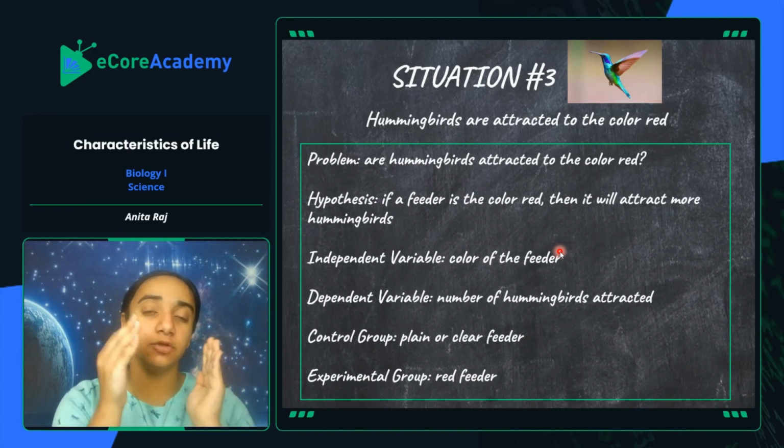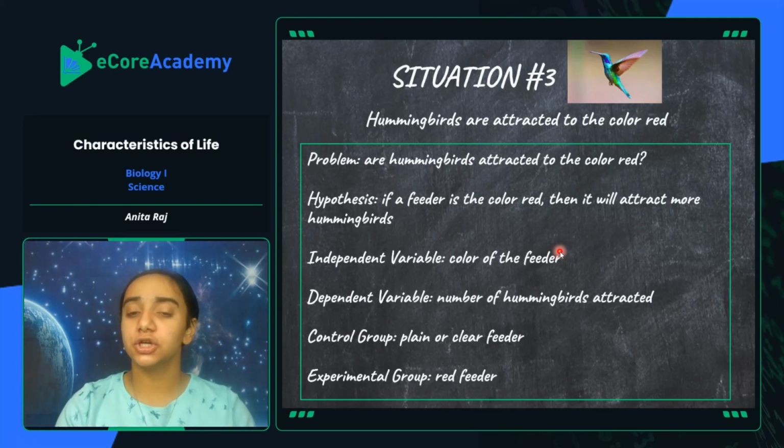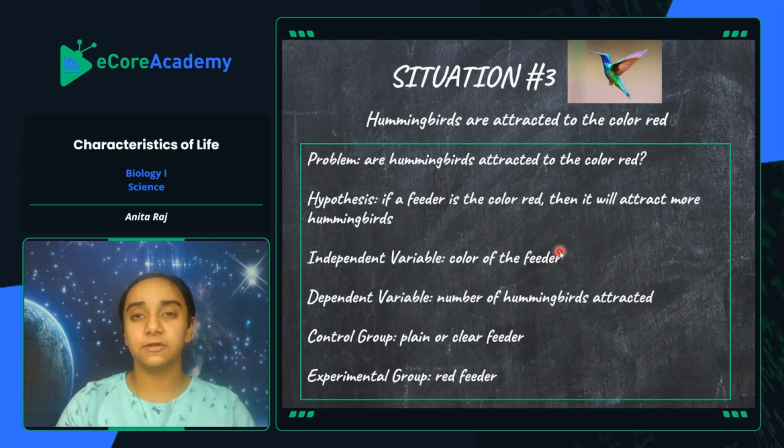I pick either a red feeder or a clear feeder, and that is the independent variable. The dependent variable, what I measure, is the number of hummingbirds attracted. So maybe I don't have anything to do that day and I just sit outside, and maybe I count how many hummingbirds go to the red feeders and then how many hummingbirds go to the clear feeders. That will be my data. That will be my form of measurement.